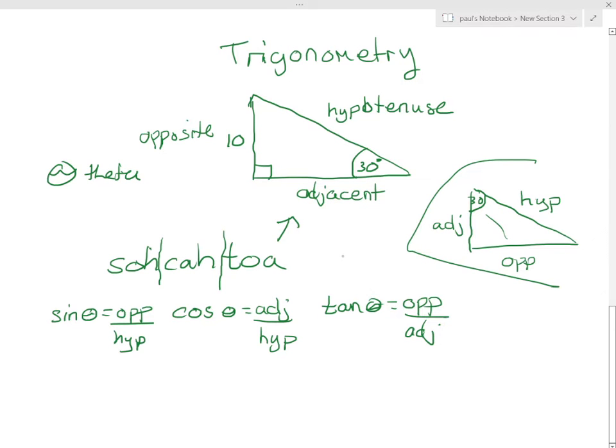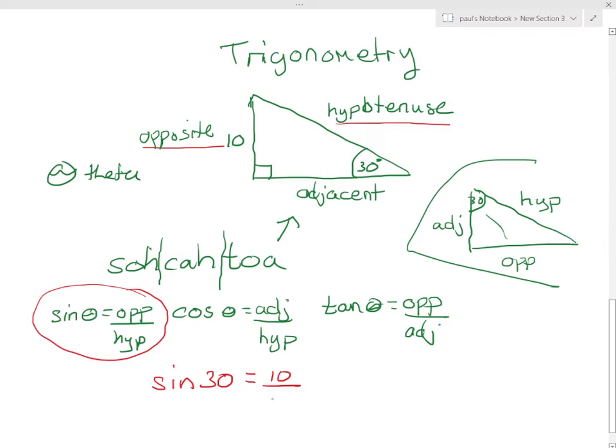Now, what do we need? We need to pick out which one of these 3 we're going to use. We want something with the opposite in it because that's what we know, and we want something with the hypotenuse in it because that's what we need. So opposite and hypotenuse is going to be this one. So we're going to do sine. The angle we've got is 30 equals the opposite, which is 10, divided by the hypotenuse. Okay?